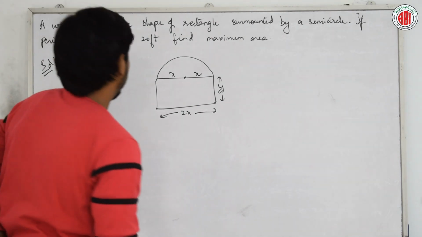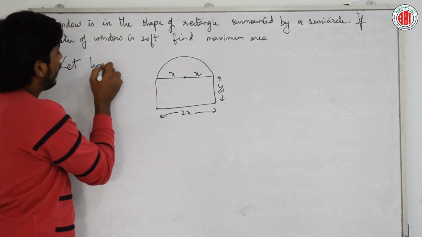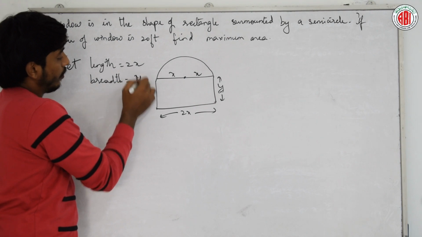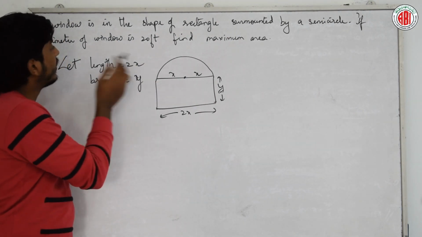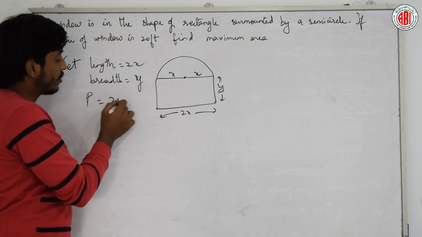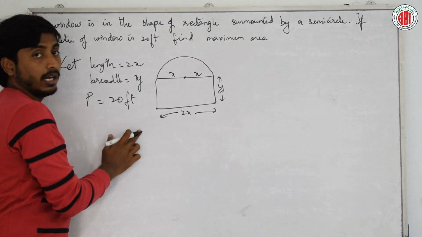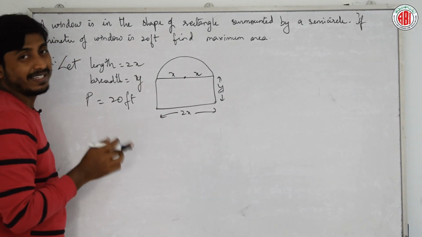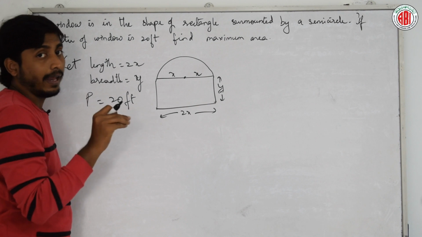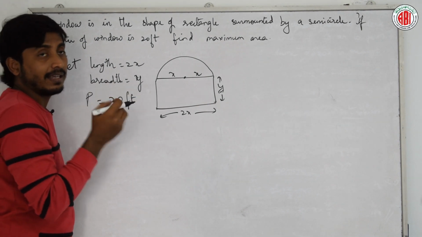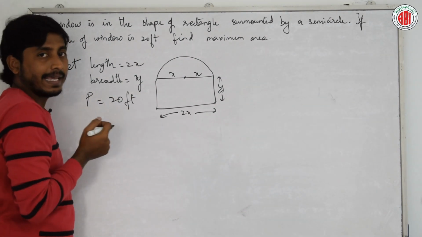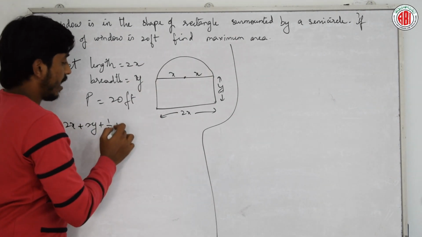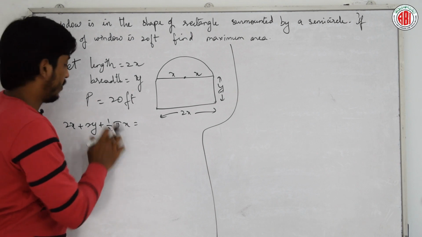Is it fine? Now, let me assume that the length is 2x and the breadth is y. He is telling that the perimeter is 20 feet. What is the perimeter of this total? 2x plus 2y, plus the perimeter of this semicircle. What is the perimeter of a circle? That is circumference 2 pi r. Here it is only a half circle, that is a semicircle. This is only pi r. What is r there? x. That will be 2x plus 2y plus half of this, that is pi x.